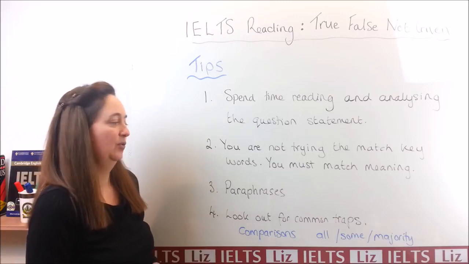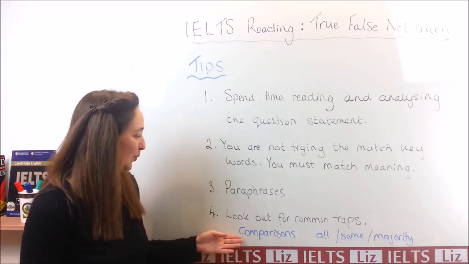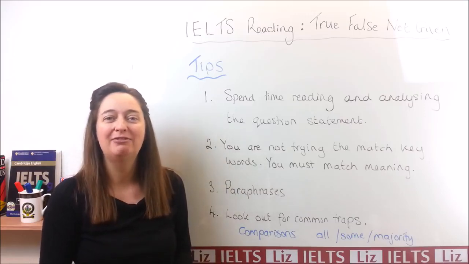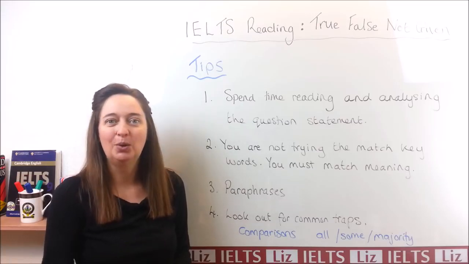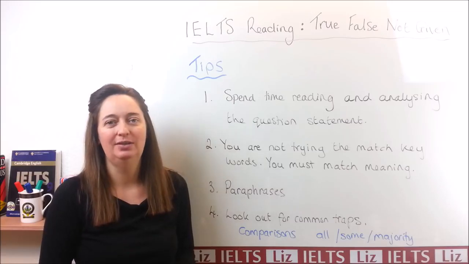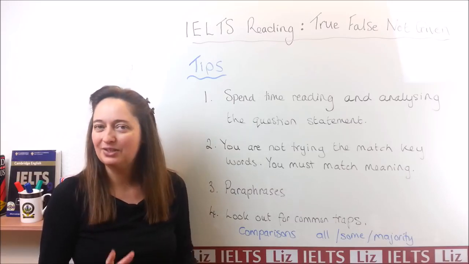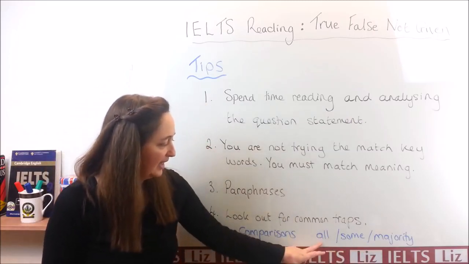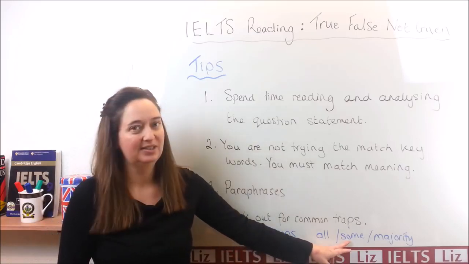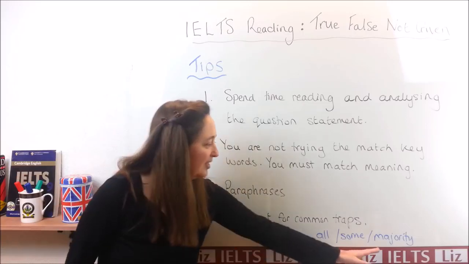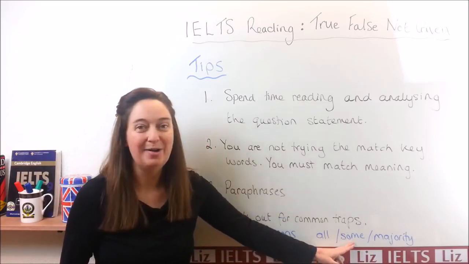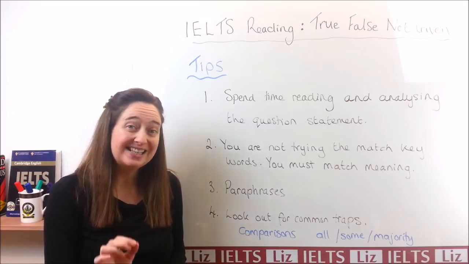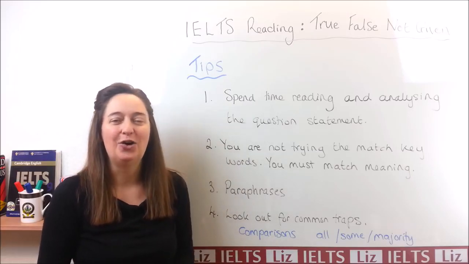Number 4, look out for common traps. There are common traps. Of course, one of the common traps you already know, and that's comparisons. If you see a comparative sentence in your question, more or less than, make sure you also find a comparison in the passage. Because if it's not, it will probably be not given. Also look for these types of words. If they say all and the question says some, that's not a match. If they say the majority and the question says some, that's also not a match. So this is really testing your ability to understand the exact difference and the exact meaning of words.